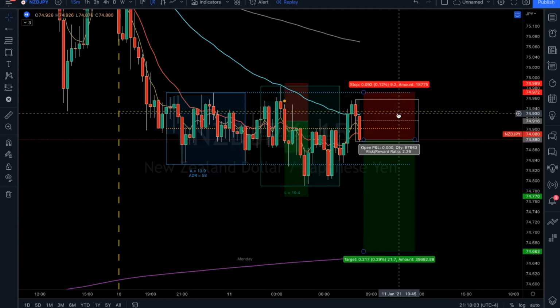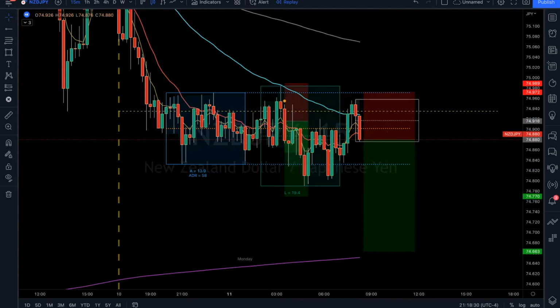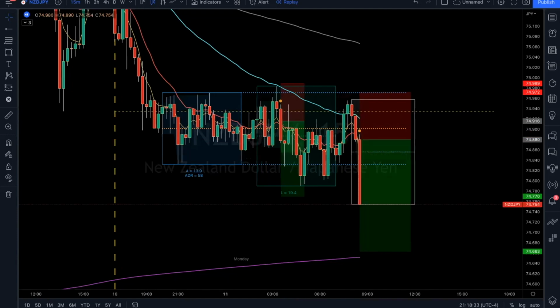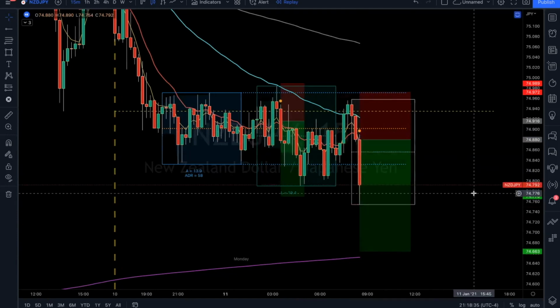Wouldn't you want a pullback with that too? I mean, yeah, if you get a pullback, it'd be even better. It would be even better if you get a pullback. But it's 9 pips. It's well within your risk there. You know what I mean? If you get a pullback on the next candle, that'd be great, though. You don't really get a pullback, though.